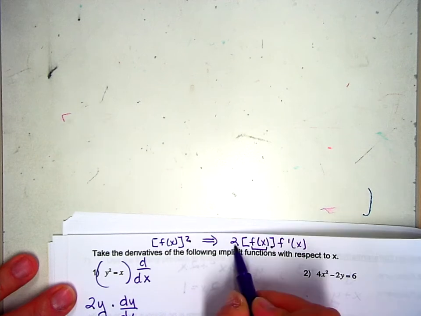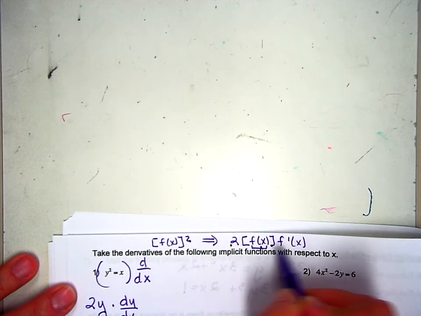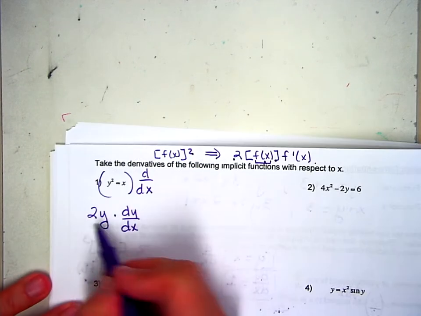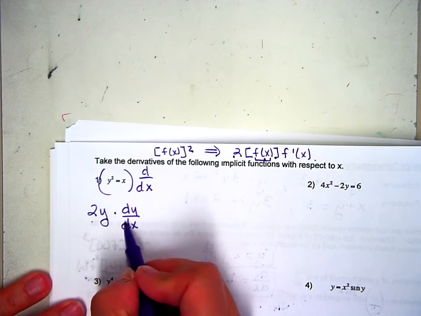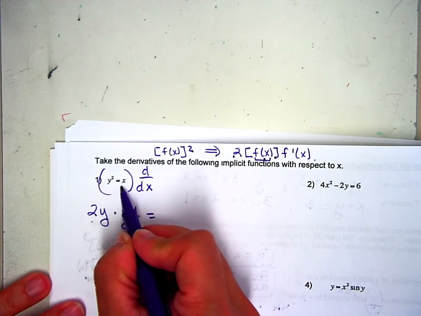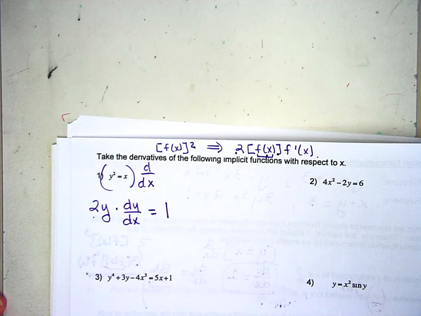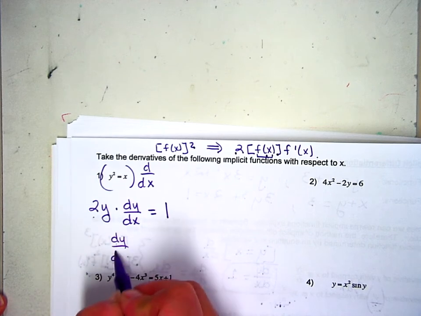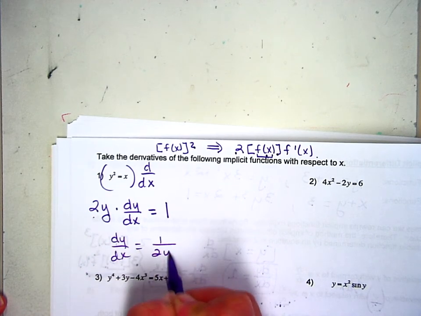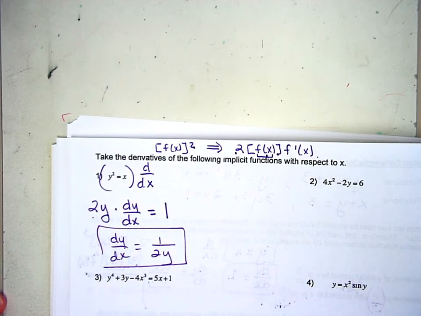So that's why you have a 2y y prime. So 2y dy/dx, or y prime. Derivative of x with respect to x is 1, or dx/dx. And you always want to solve for dy/dx, so dy/dx in this case is just going to be 1 divided by 2y. That's your answer.